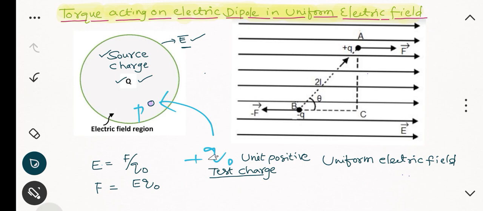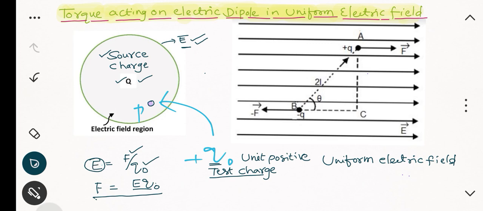then this test charge which is placed at P will experience a force which is equal to E into Q naught. Here E is the electric field intensity and Q naught is the test charge which is placed at a point in an electric field. If we divide the force experienced by the test charge by the magnitude of that test charge, we will get the electric field intensity at that point.